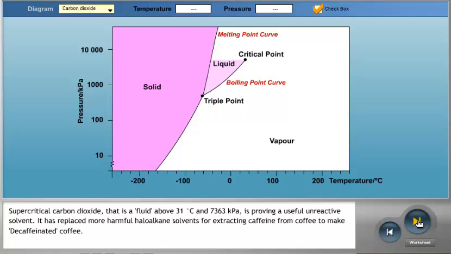Supercritical carbon dioxide, that is a fluid above 31 degrees Celsius and 7,363 kilopascals, is proving a useful unreactive solvent. It has replaced more harmful haloalkane solvents for extracting caffeine from coffee to make decaffeinated coffee.